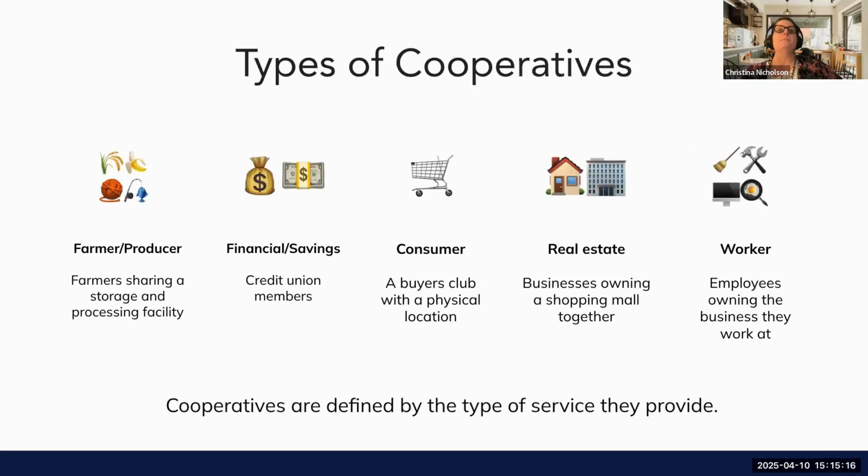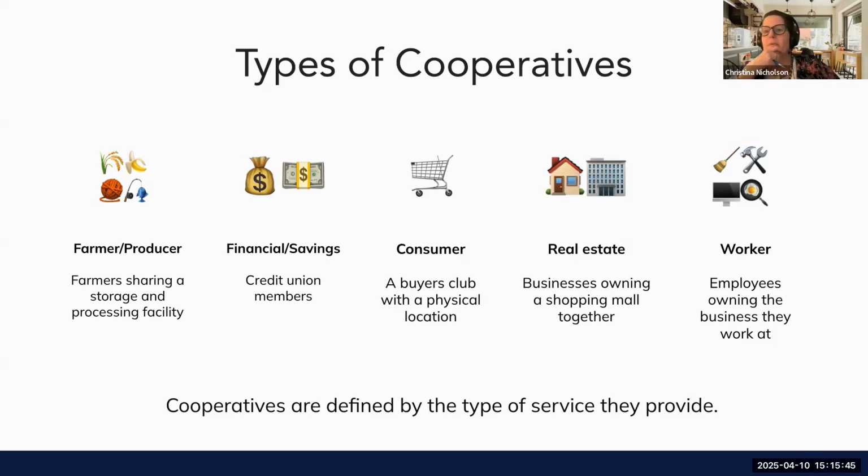And then the members who own the business or contribute to the business have a vote in how the co-op is governed. So to give you some examples about kinds of cooperatives, they can be farmer co-ops, they can be financial co-ops. Credit unions are the most traditional financial co-op. They can be consumer co-ops, so retail co-ops. We have a number of them here in the Twin Cities, Mississippi Market, Seward, the Wedge. They can be real estate cooperatives, so businesses owning a shopping mall together.